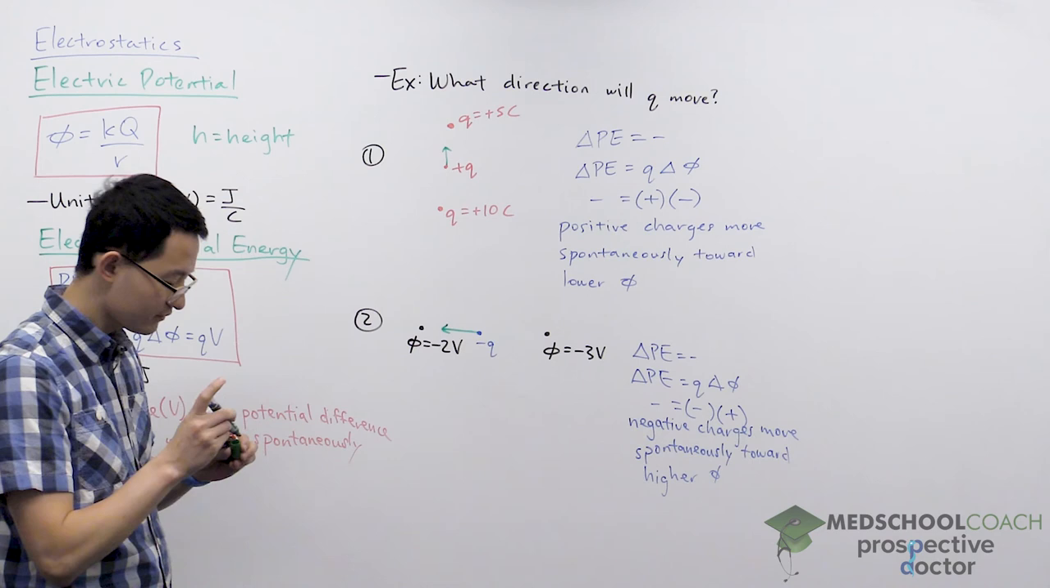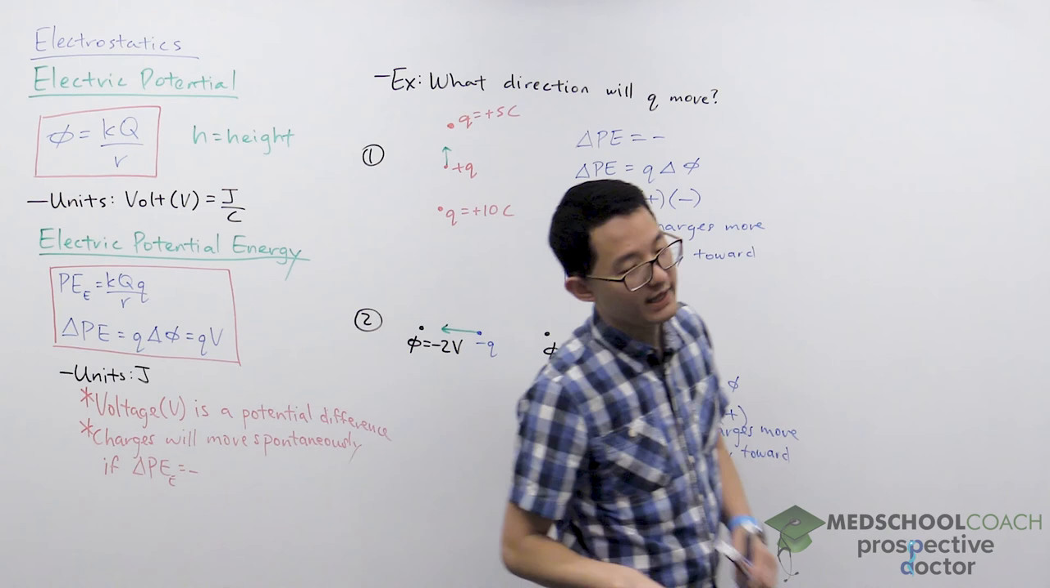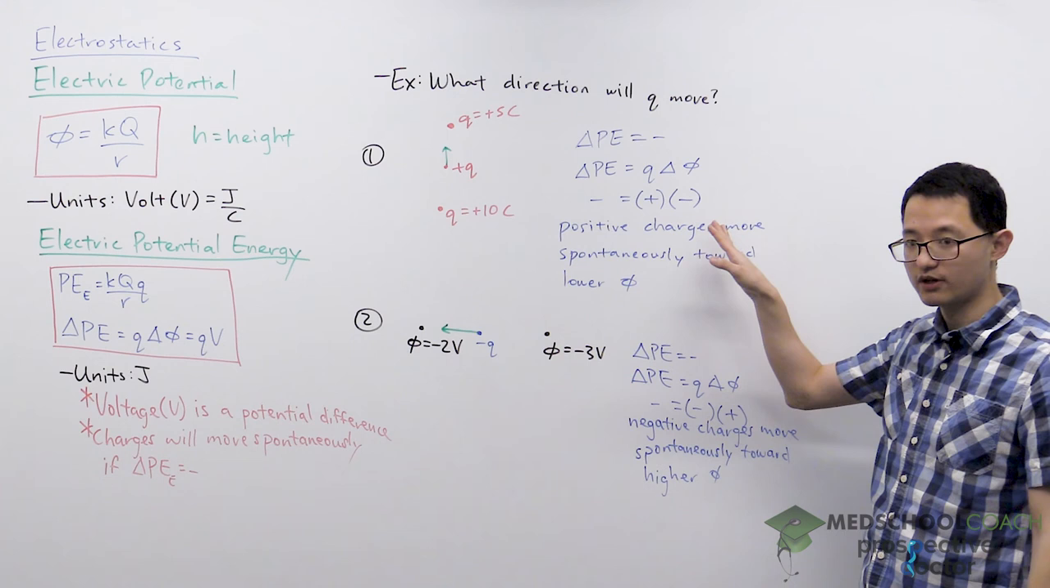Okay, so to summarize, electric potential is analogous to height. Objects and charges will move in the direction of decreasing potential energy, and specifically, that is in the direction of lower potential for positive charges, and the direction of higher potential for negative charges.